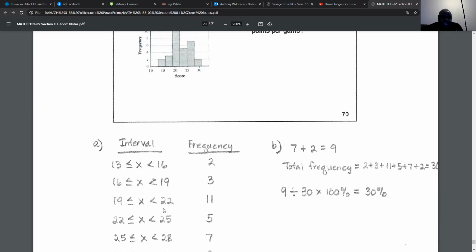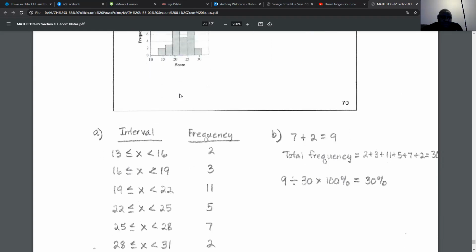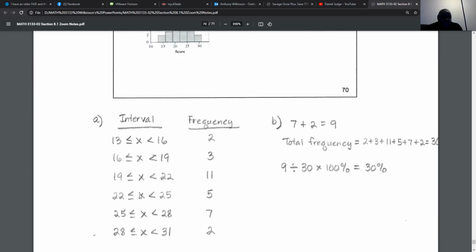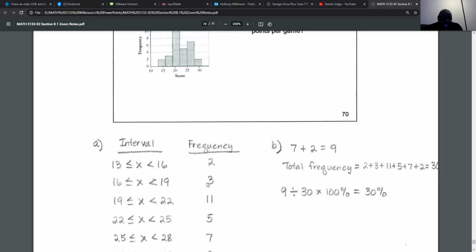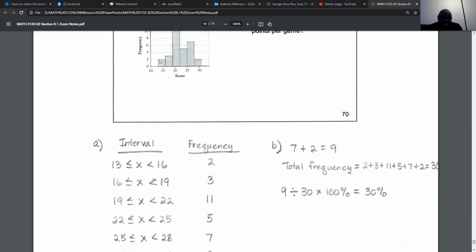And then the next one's from 19 to 22, adding 3 to each endpoint here. Between 19 and 22, including 19, that height there is 11. So that's where the 11 comes from. And then add 3 to your endpoints, you get 22 to 25. The height there is a 5, because that's halfway between 4 and 6. Then the next one, 25 to 28, the height there is 7. And then finally from 28 to 31, the height there is a 2.